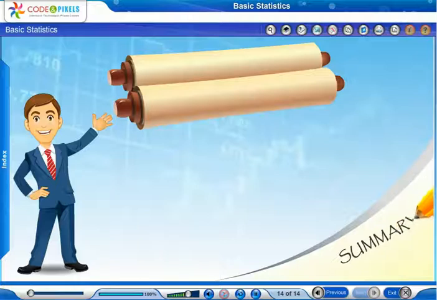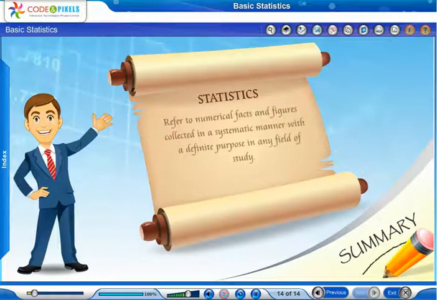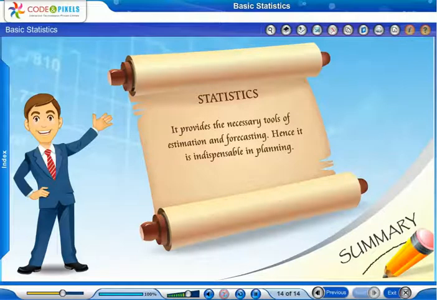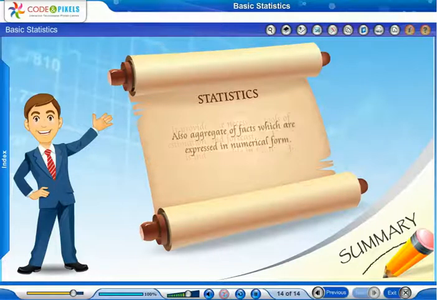Summary. Statistics refers to numerical facts and figures collected in a systematic manner with a definite purpose in any field of study. It is used to summarize a set of observations in order to communicate the largest amount of information as simply as possible. It provides the necessary tools of estimation and forecasting. Hence, it is indispensable in planning. Statistics are also an aggregate of facts which are expressed in numerical form.